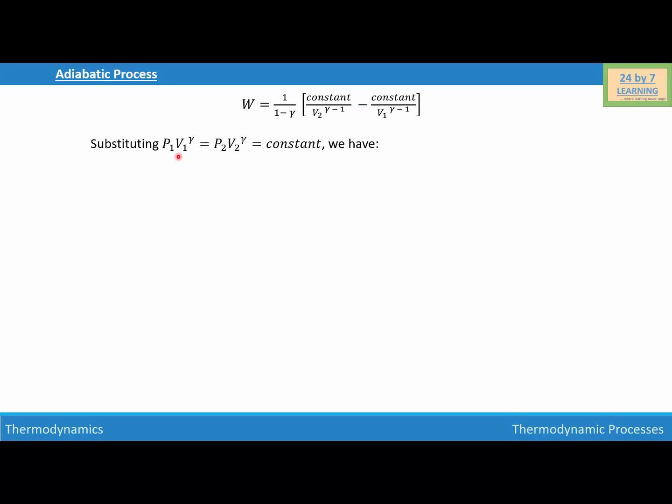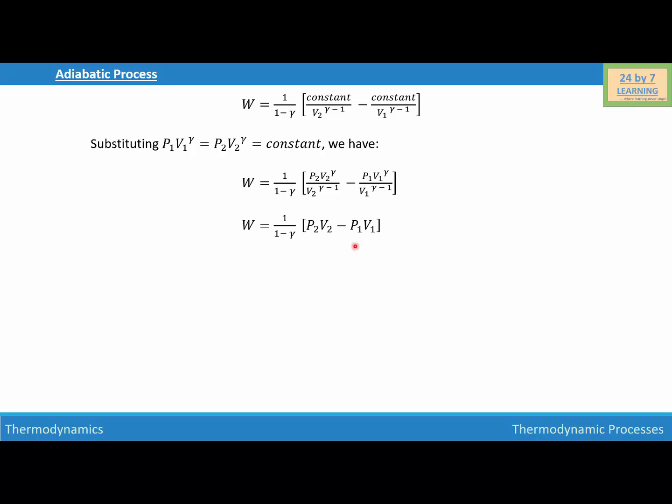Now as we know that P1V1 to the power gamma is equal to P2V2 to the power gamma, and that is equal to constant. So basically for the constant we are going to substitute these values, and if we do that, we will write W is equal to 1 over 1 minus gamma, and my first constant is P2V2 to the power gamma over V2 to the power gamma minus 1, minus P1V1 to the power gamma over V1 to the power gamma minus 1. And the reason why I'm taking P2V2 to the power gamma here is because I have V2 in the denominator, and for the second term I have V1, so I should take the term with P1V1, which is over here.